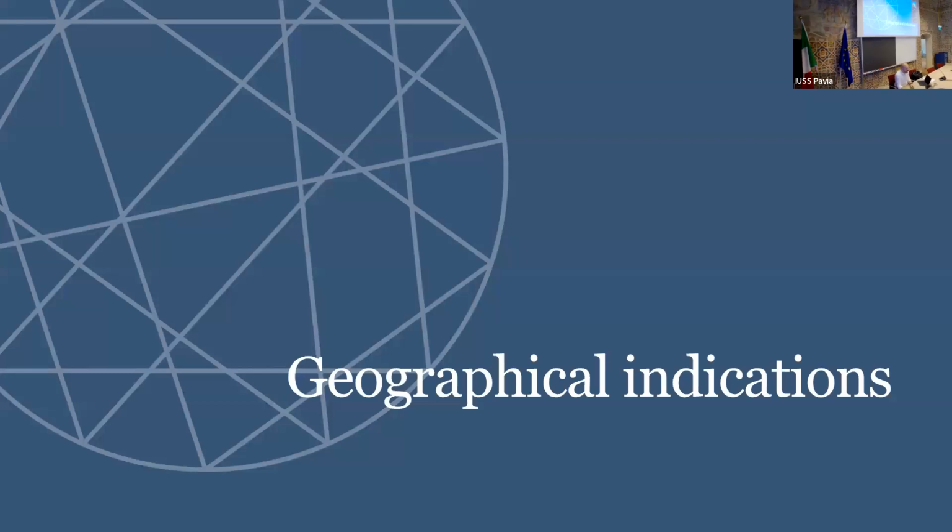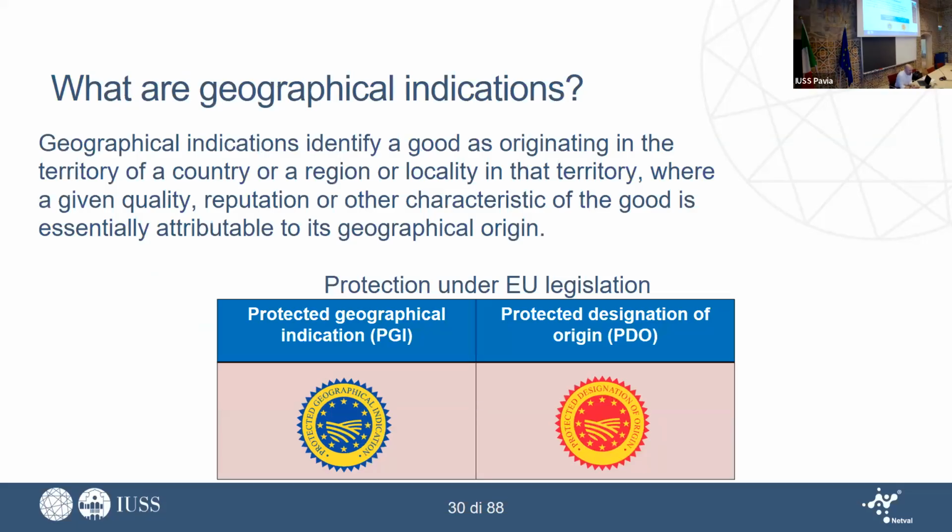Geographical indication. A definition of geographical indication is provided by the TRIPS agreement. And it's the definition written in the slide. So geographical indications identify a good as originated in the territory of a country or a region or a locality in the territory, where a given quality, reputation, or other characteristics of the good is essentially attributable to its geographical origin.